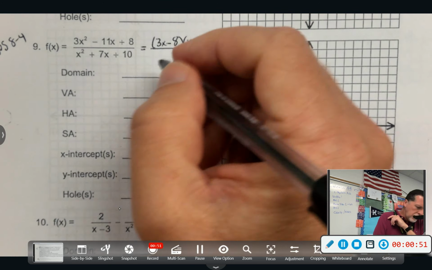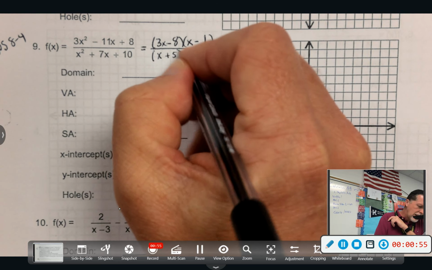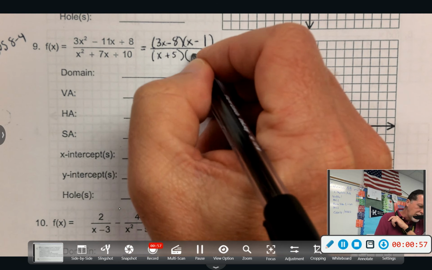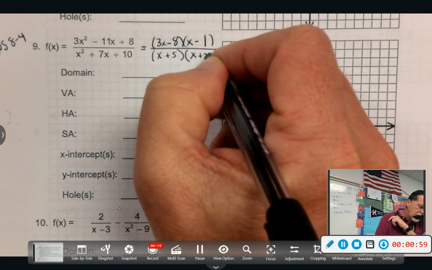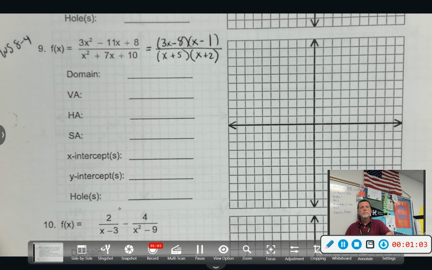In the bottom, oh, that's an easy one. A equals 1, everything's positive. X plus 5, x plus 2. I don't know if that's good or bad.